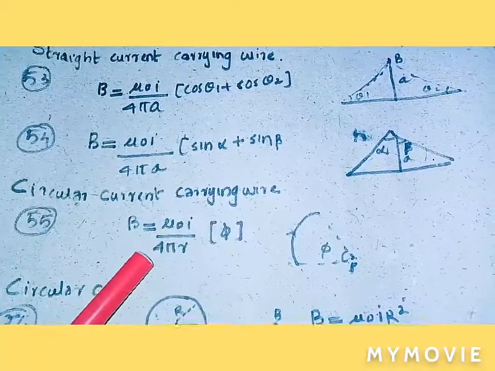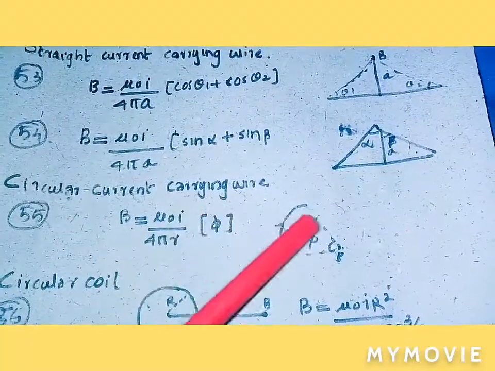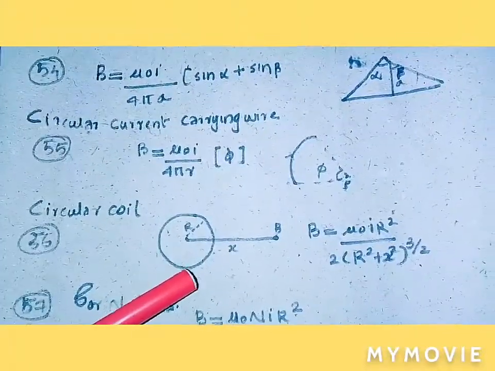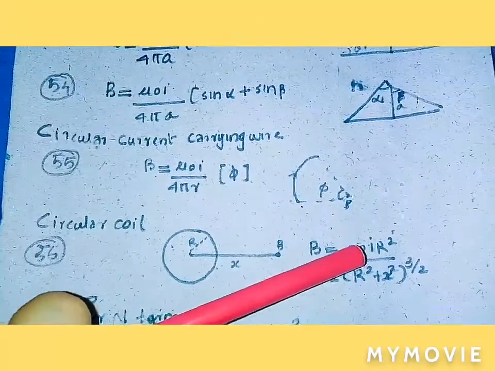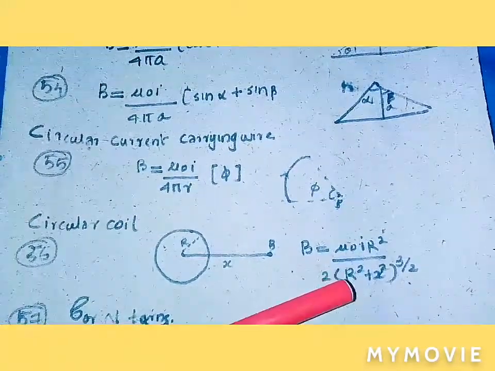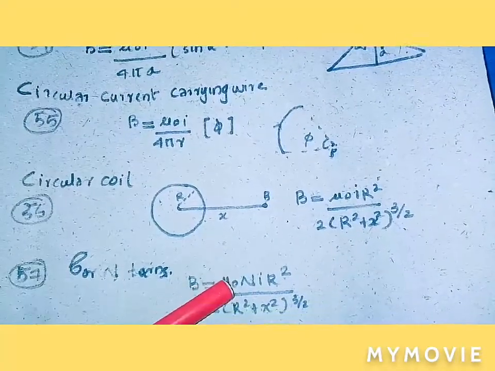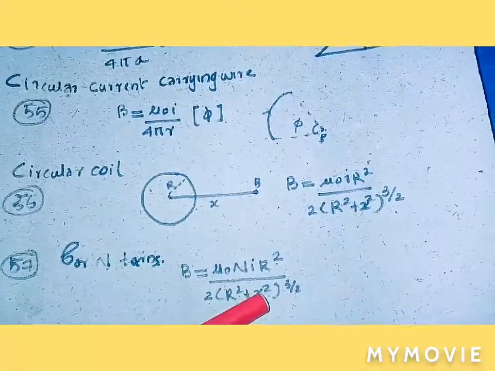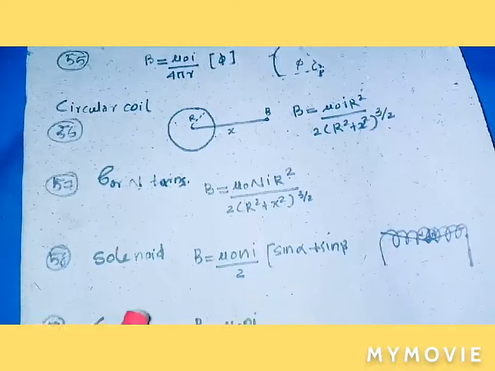Circular current carrying wire, magnetic field is equal to mu 0 I by 4 pi r times phi, where phi is the angle made by the circular element. Circular coil at a distance x, the magnetic field is B is equal to mu 0 I R square divided by 2 times (r square plus x square) all power 3 by 2. For N turns, B is equal to mu 0 N I r square divided by 2 times (r square plus x square) all power 3 by 2, just multiplied by capital N, number of turns.